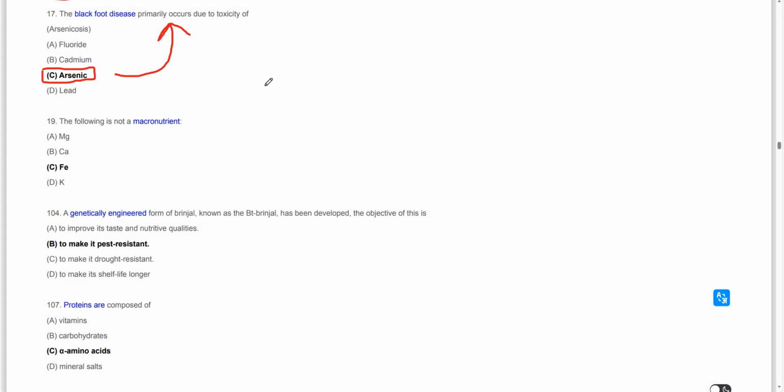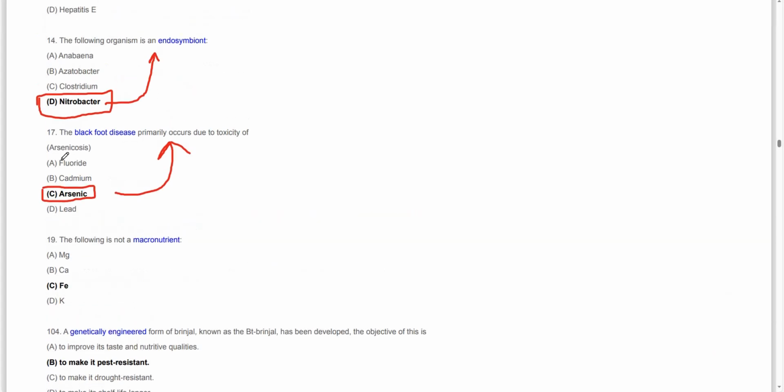arsenicosis. This disease is also known scientifically as arsenicosis. Arsenic causes Blackfoot disease, and this disease is also known as arsenicosis.